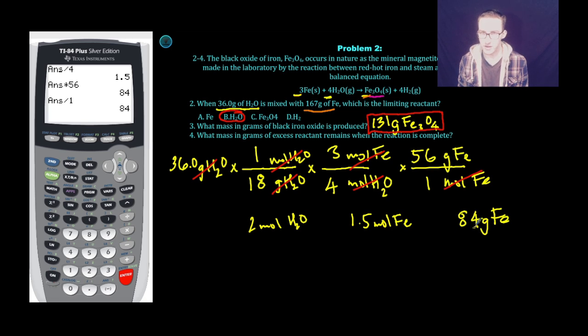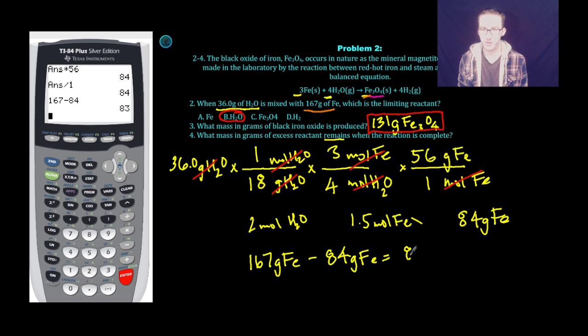Now be careful here, this is the amount of iron that is going to be used in this reaction. And the question is asking how much of the excess reactant remains. Well, originally I had 167 grams of iron. I only needed to use 84 grams of it, which means that 83 grams of iron remain unreacted. Boom, and we're done.